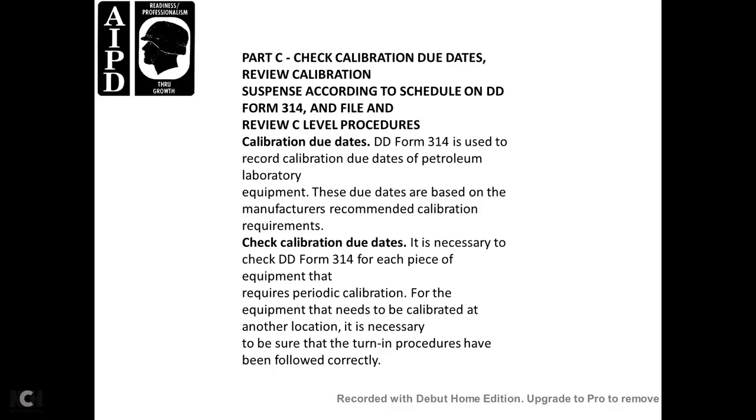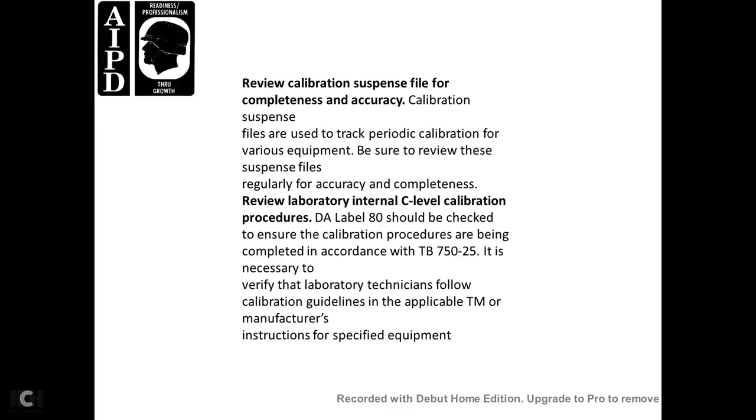Each piece of equipment records the periodic calibration for equipment that needs to be calibrated in other locations. It is necessary to be sure that the turn-in procedures have been followed correctly. Review the calibration suspense for accuracy and completeness. The calibration suspense tracks the periodic calibration of various equipment. Be sure to review these suspense records for accuracy and completeness.